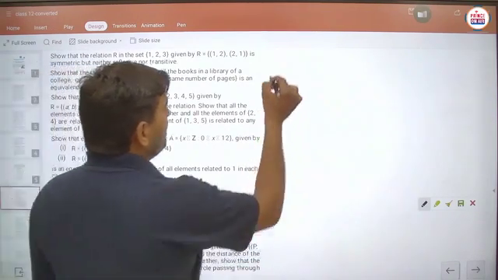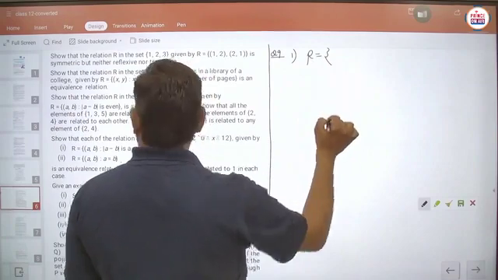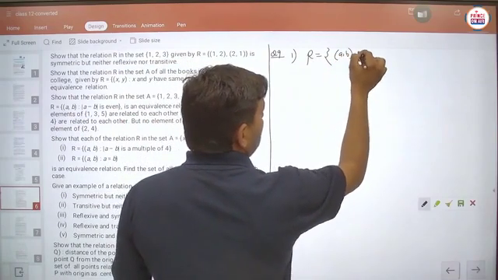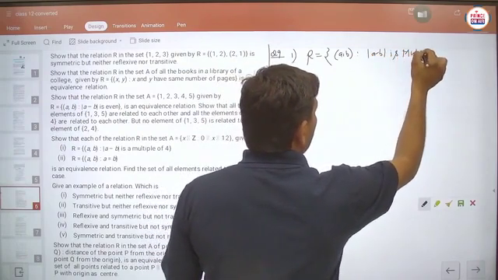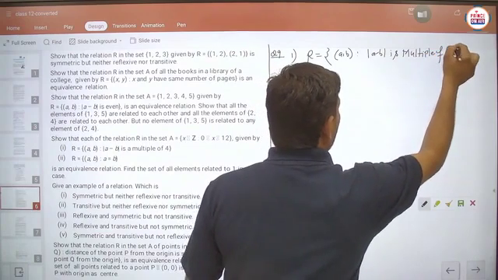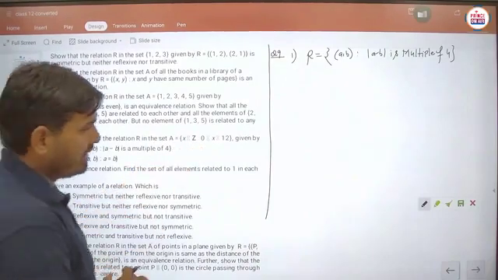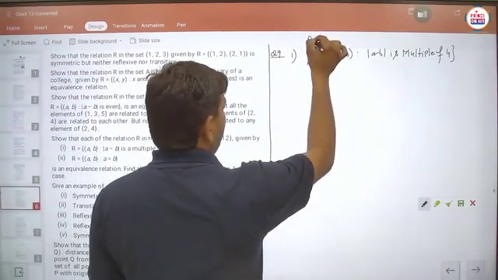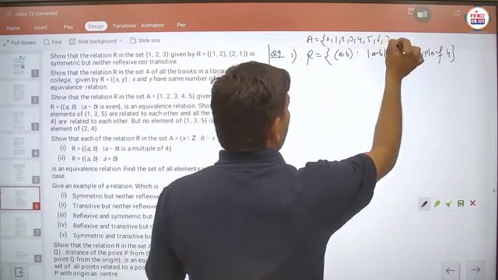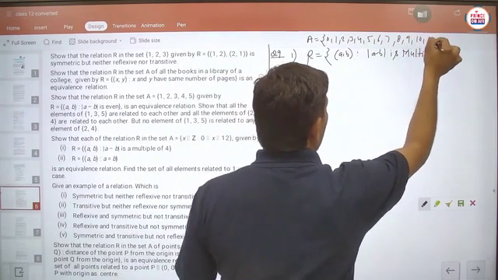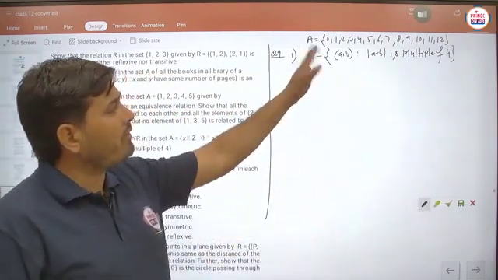So basically student, in this question number 9, the very first part, a relation R is given as (A, B) such that mod of A minus B is a multiple of 4. So this relation is defined on the set of integers from 0 to 12. You can take set A as 0, 1, 2, 3, 4, 5, 6, 7, 8, 9, 10, 11 or 12, because we have to write the set of integers from 0 to 12. On this set we are given this relation.